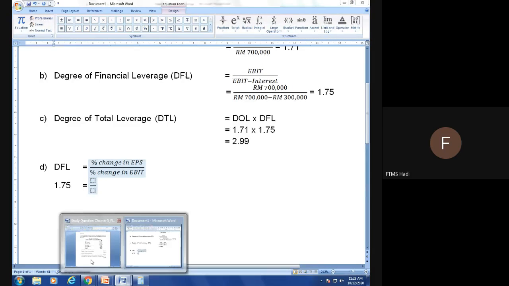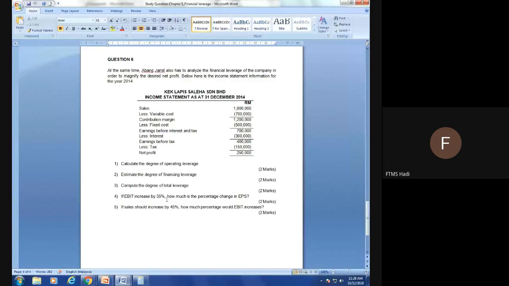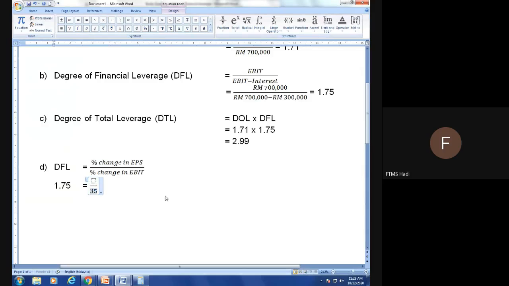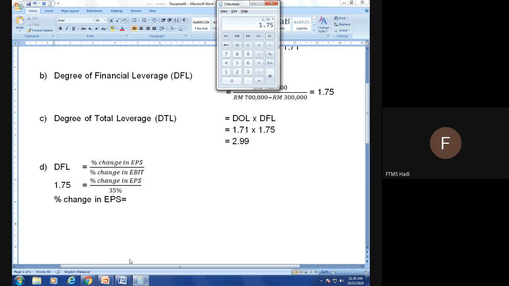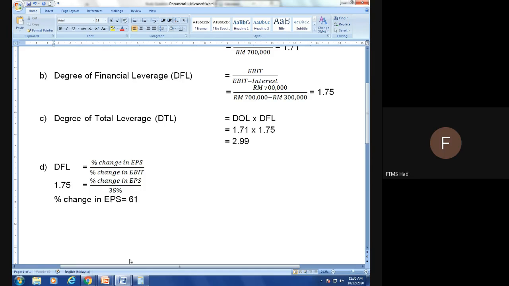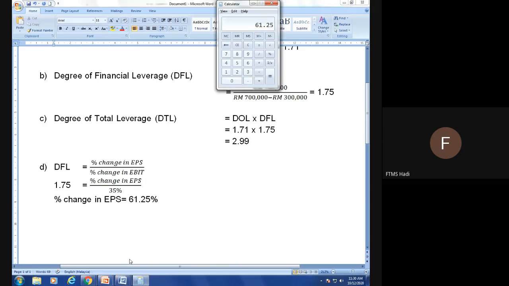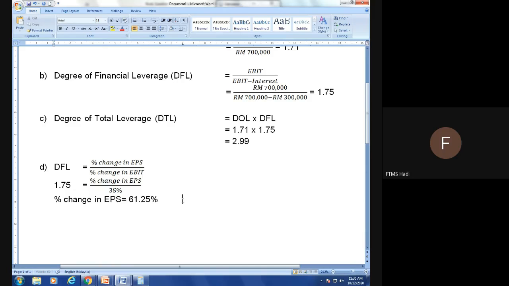Look at the question again. If EBIT increased by 35%, then EBIT change is 35%. The question is how much the percentage change in EPS is, so that is the one you need to find. Since it involves a multiplier, you multiply, and you don't have to divide by 100. Bring the 35% up here and multiply: 1.75 multiplied by 35 straight away is 61.25%. If you do not believe this answer, it's okay: 61.25 divided by 35% still gives you 1.75.